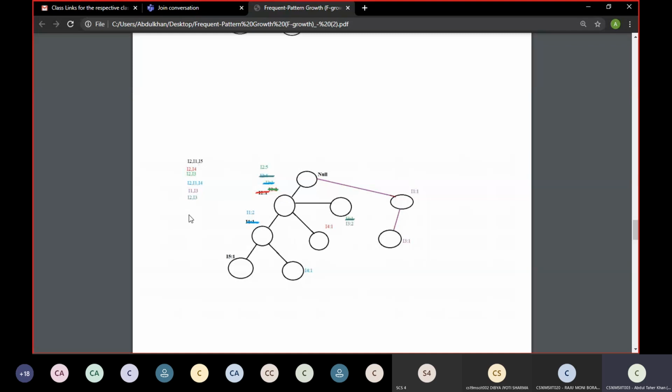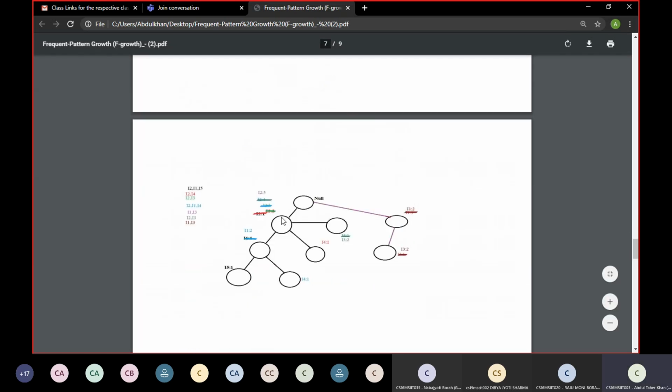Next, we have I2 and I3, right? So we already have the I2 node. From the null node to I2, we'll go to I2. Then we'll increase the count of I2 to 5. Then we already have I3, right? Sorry, I3. We will increase the count of I3 to 2.